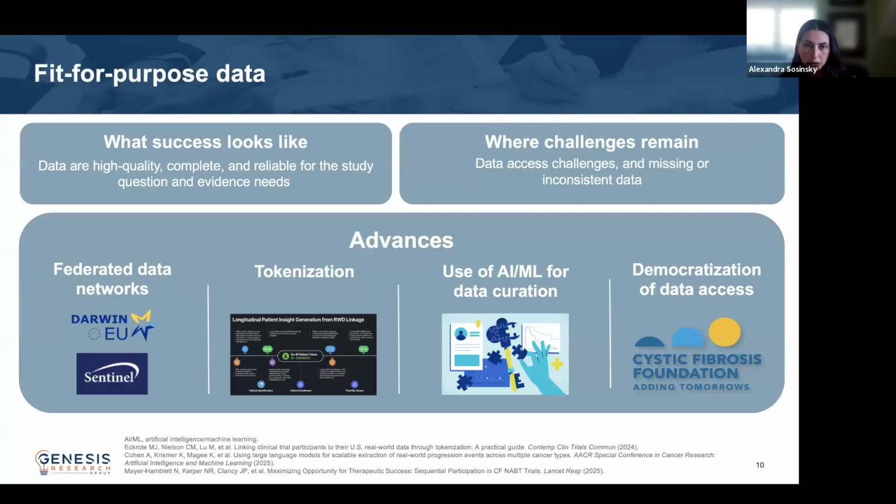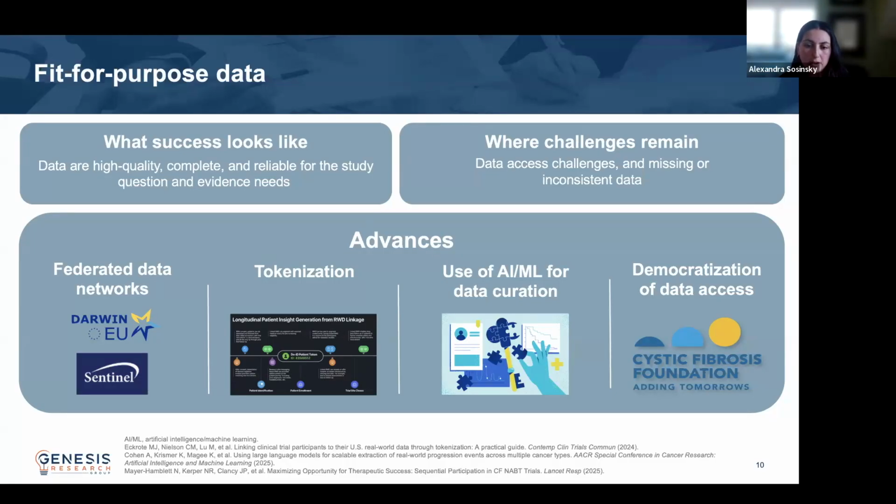Moving now to the second cornerstone, fit-for-purpose data. The data we use for ECAs must be high quality, complete, and reliable for the specific study question and evidence needs. When they arise, operational challenges around data access and privacy have been particularly difficult to overcome. Similarly, missing or inconsistent data can reduce the feasibility of an ECA. Luckily, on this front, there have been several advances.